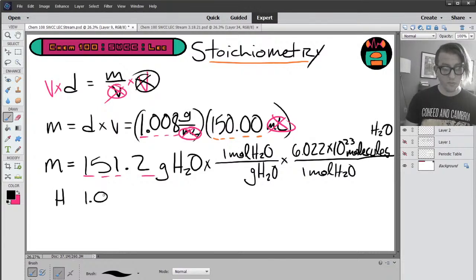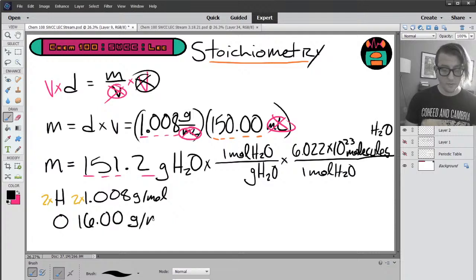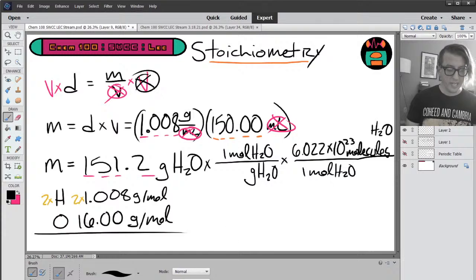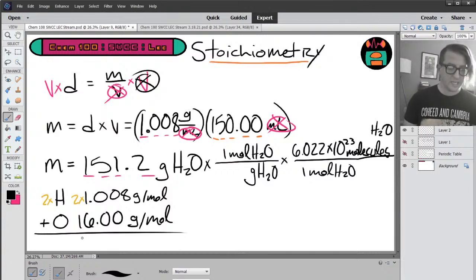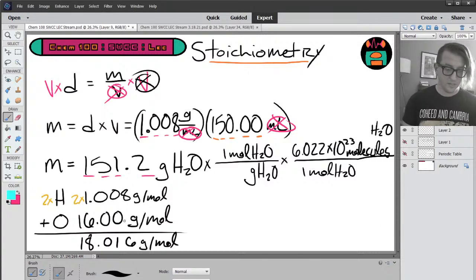Hydrogen has an atomic mass of 1.008 grams per mole. And we have 2 of them in this molecule, so we got to multiply that by 2. Oxygen has an atomic mass of 16.00 grams per mole. So we add these 2 together. Let's see, 1.008 times 2 plus 16 is 18.016 grams per mole.